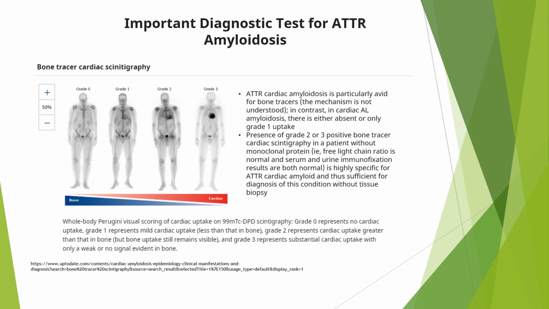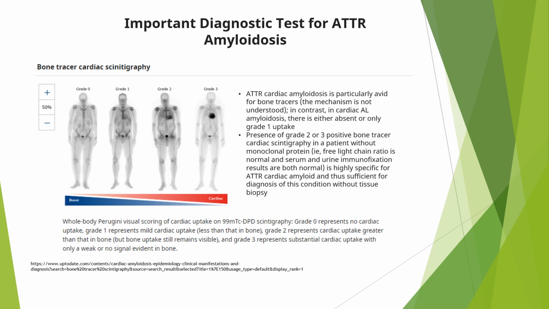And then grade 3 represents substantial cardiac uptake with only weak or no evident uptake in bones. As you can see in the grade 3 picture, there's a massive amount of uptake by the heart, and the bone one is negligible. But over here, as you go towards grade 0, the bone uptake is more than the heart uptake, and the cardiac uptake is nearly negligible.